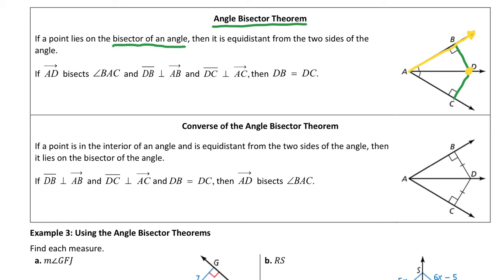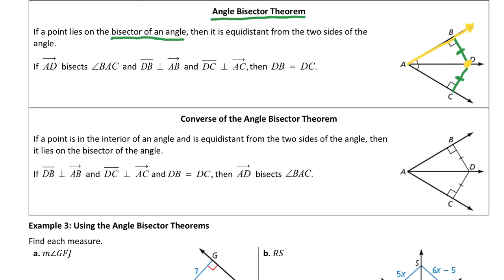So these segments DB and DC are congruent when we have an angle bisector, right? The converse of that states that if a point is in the interior of an angle and is equidistant from the 2 sides of the angle, then it lies on the bisector of the angle.